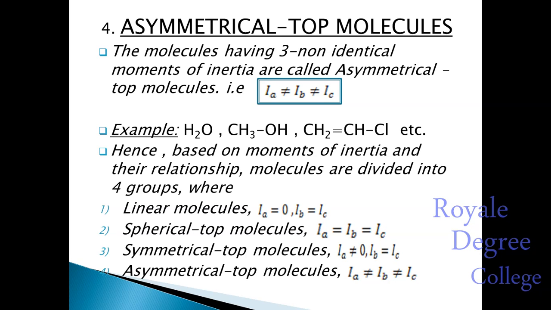Hence, based on moment of inertia and their relationship, molecules are divided into four groups. What are they? The first one is linear molecules, in which IA equals 0 and IB equals IC. The second one is spherical top molecules, in which IA equals IB equals IC; all of them are equal. Then in the case of symmetrical top molecules, the third one, IA is not equal to 0 but IB equals IC. In the case of asymmetrical top molecules, IA is not equal to IB and IB is also not equal to IC.